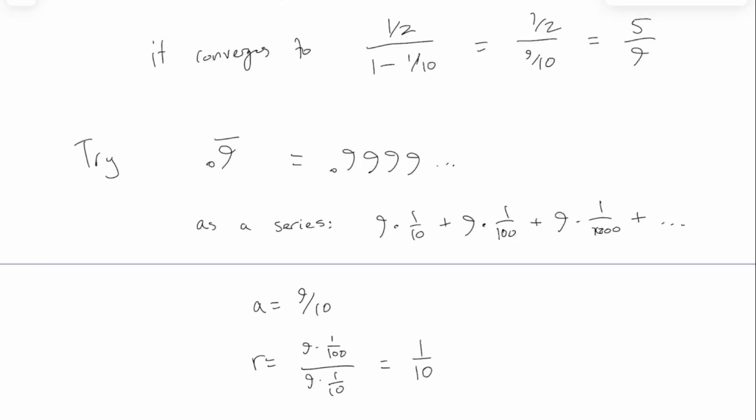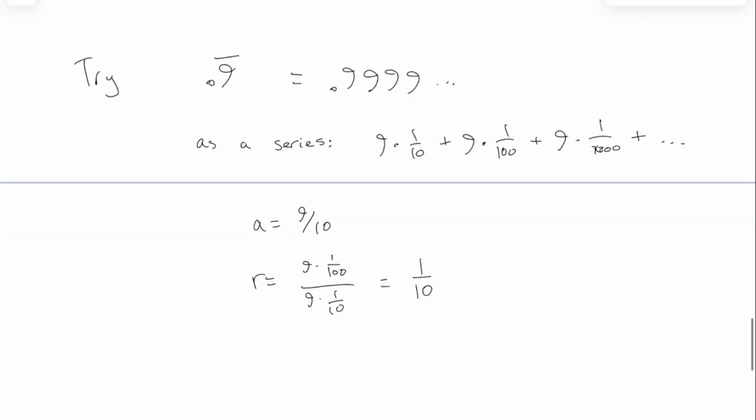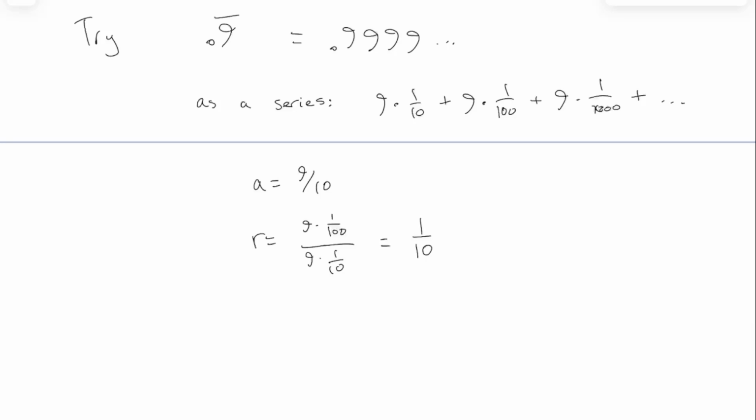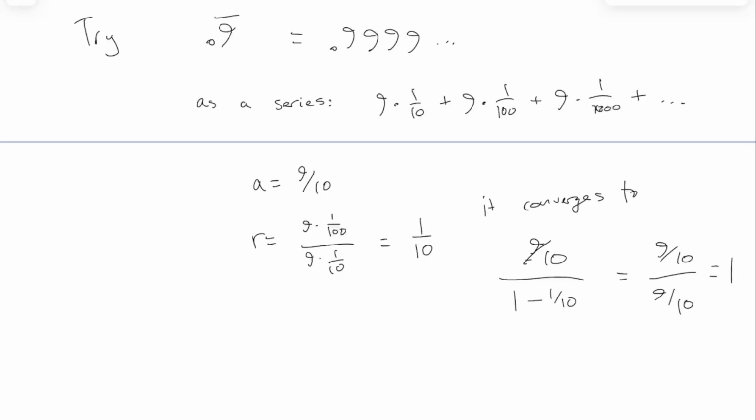All right. Anyway, the R is small enough so that it converges, and it converges to A, which is 9/10 over 1 minus R, which is 1 minus 1/10. That's 9/10 over 9/10, which is 1. This to me is a straight up legitimate proof that 0.9 repeating is the same number as 1. This is how you would work this out in full detail.